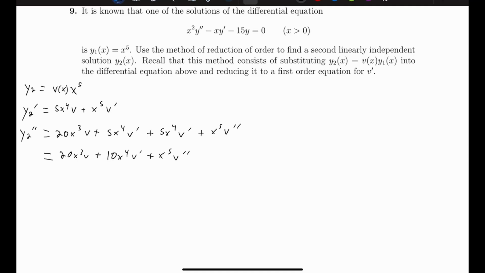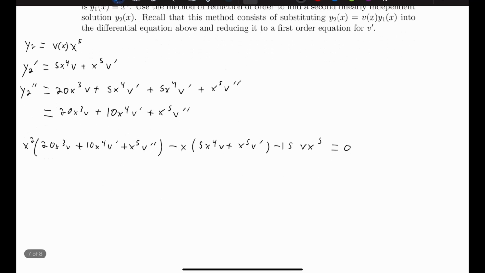Now we can take these three derivatives of y and substitute them into our original equation. So we'll do that. We have x squared times y double prime, which we found to be 20x cubed v plus 10x to the 4th v prime plus x to the 5th v double prime. And then we have minus x times our y2 prime and minus 15 times that original y, which is v x to the 5th, and that remains equal to 0.